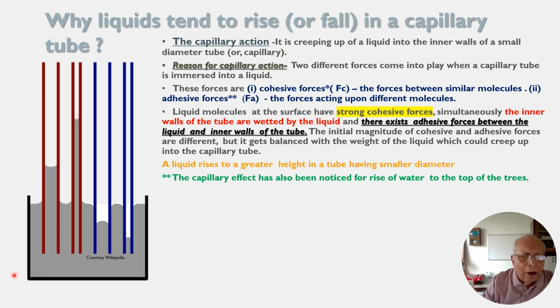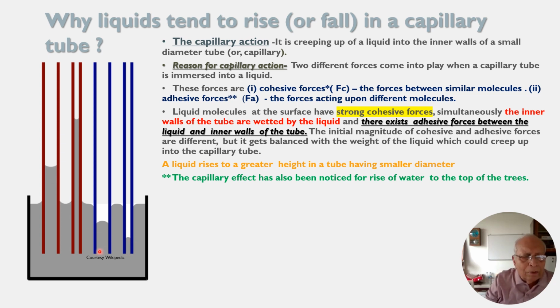The same thing is given over here. There is a diagram, and we find that the tubes are of different diameters. One is a very thin tube, and the other is a wider tube. Both are capillary tubes, open at both ends. In the thin tube, we find that the liquid rises to a greater height, forming a concave meniscus. Whereas if the diameter of the tube is more, then the same liquid doesn't rise to a greater height.